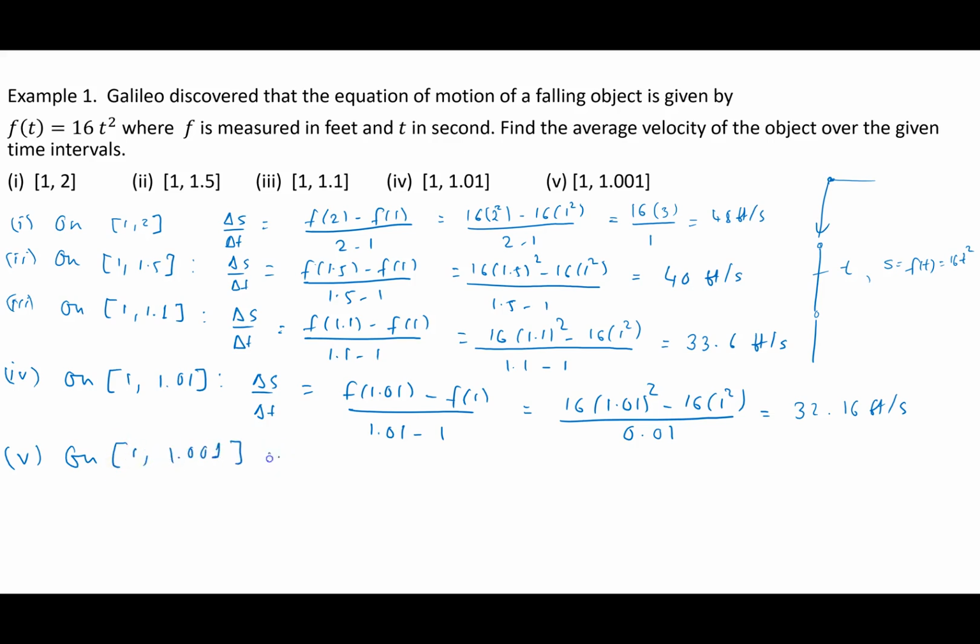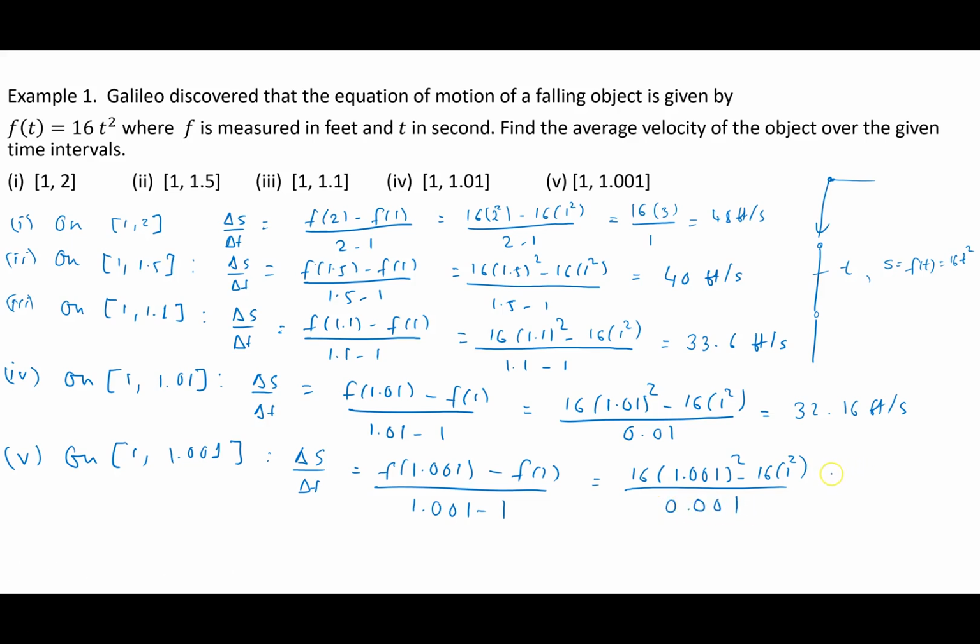Okay, and on the interval 1, 1.001, the average velocity is given by f of 1.001 minus f of 1, that's the change in position, and the change in time is 1.001 minus 1. That's going to be 16 times 1.001 squared minus 16 times 1 squared divided by 0.001, and that equals 32.016 feet per second.